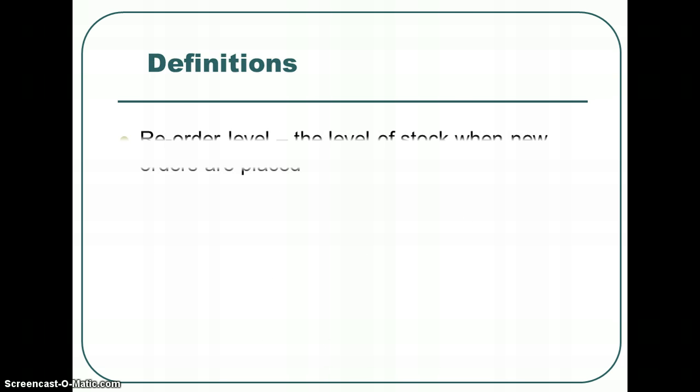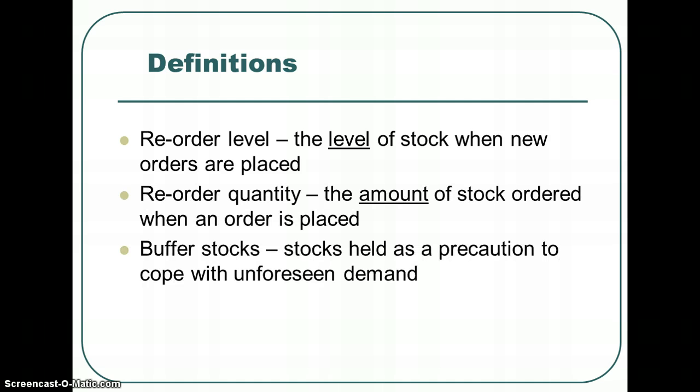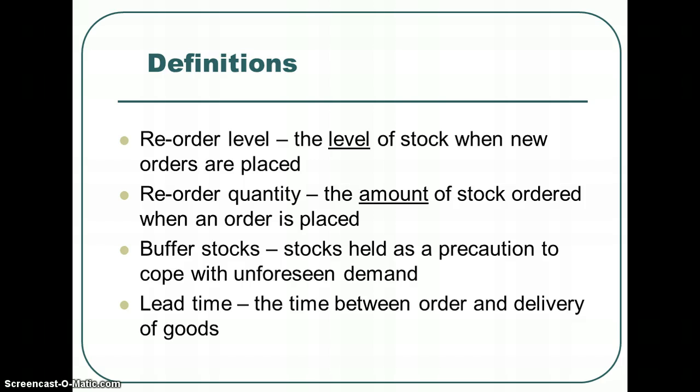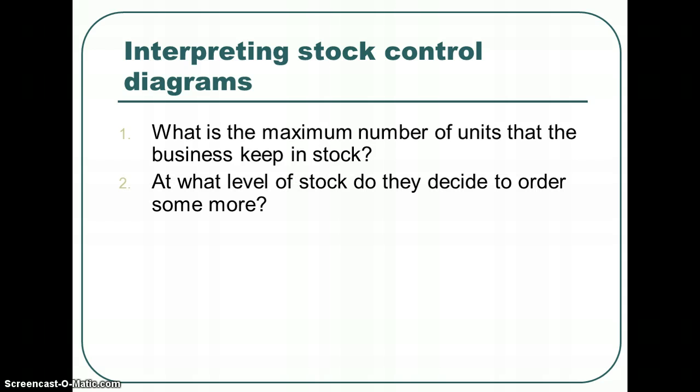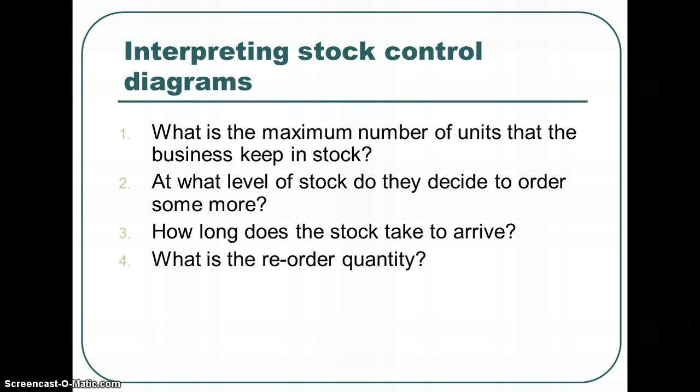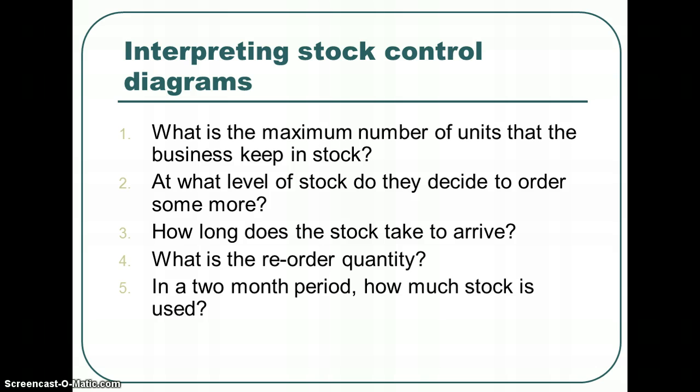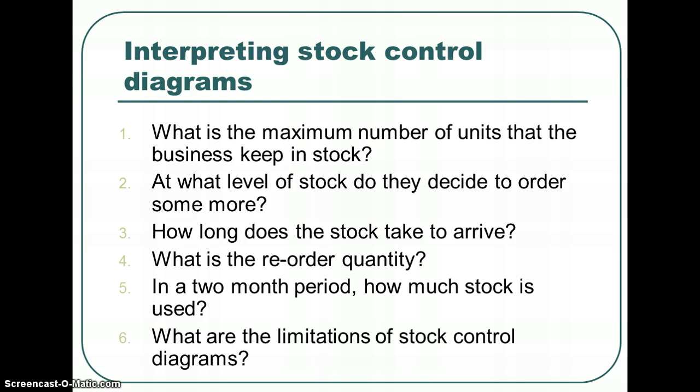So hopefully you can take these definitions, the reorder level, the reorder quantity, the buffer stocks, and the lead time, and I want you to answer these questions. What is the maximum number of units that the business can keep in stock? At what level of stock do they decide to order more? How long does it take to arrive? What is the reorder quantity? In a 2-month period, how much stock is used? And what are the limitations of a stock control diagram? Now you will have to think about that yourself.